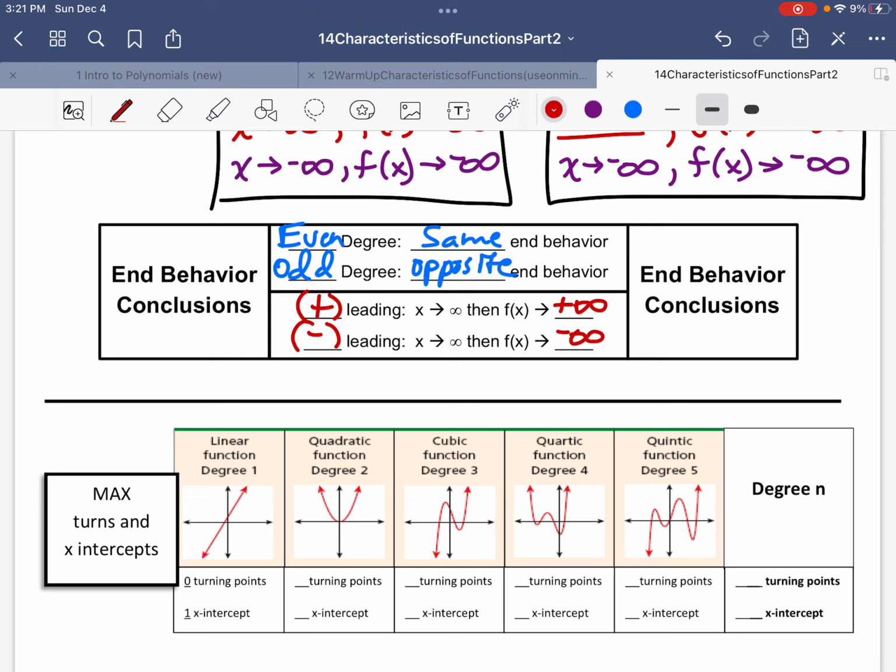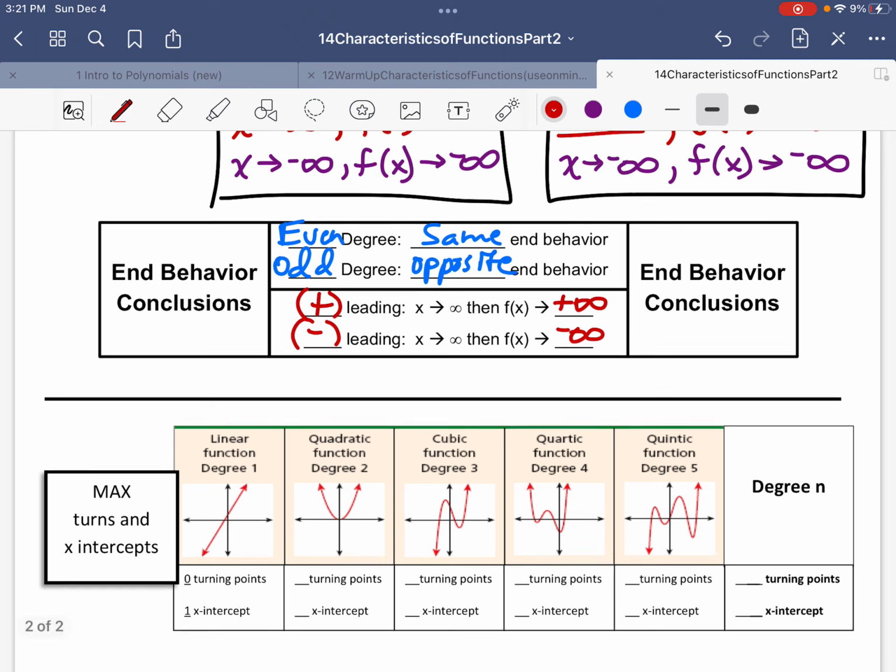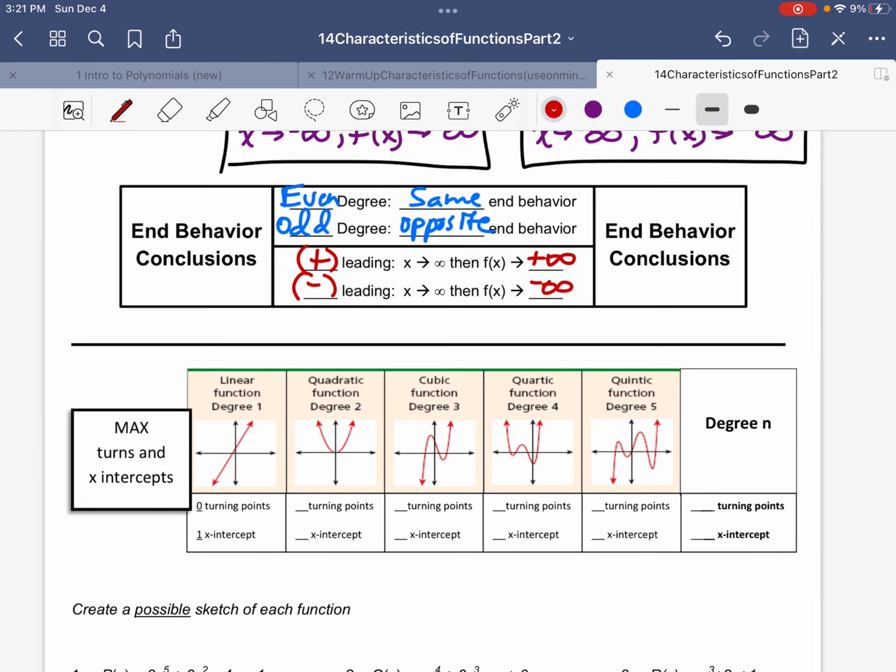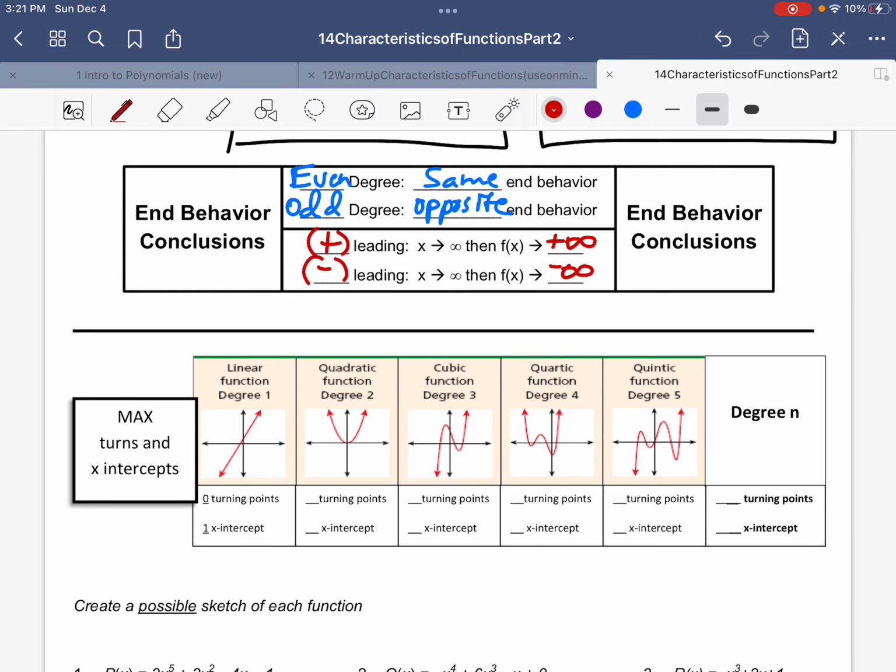Now, that's a lot of things to put together, but that is your end behavior part of the lesson. There's one more thing that is part of today's lesson. It has to do with the maximum amount of turns, the maximum amount of times that the graph can turn, and the x-intercepts that you can predict.